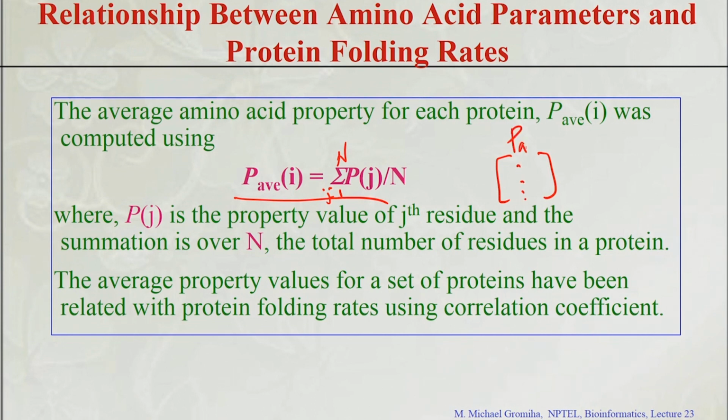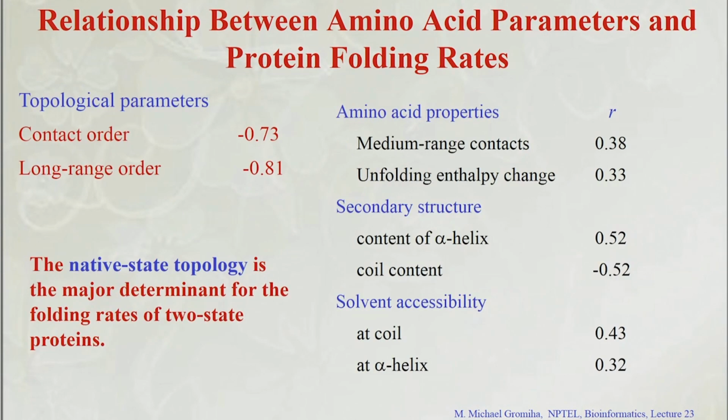So here we have P average, and here we have ln kf. Now we relate them. How do we relate these two? Using the correlation coefficient. You get the correlation coefficient, right, and then see whether there is any correlation between the average property value and the folding rate. So this is the data.